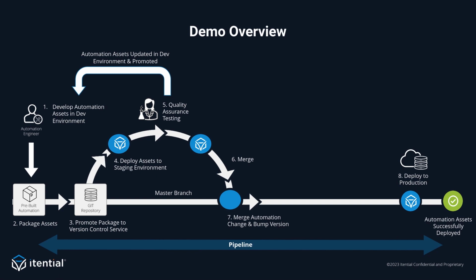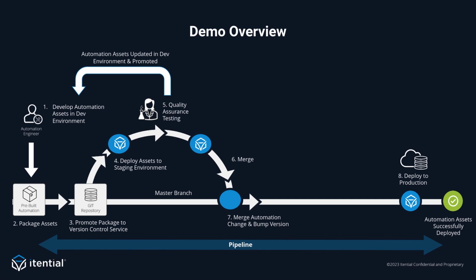Step three will be promoting that packaged network automation to a Git version control service, where it can automatically trigger a CI/CD pipeline to deploy those automation assets, and thus the network automation use case, to a staging environment of IAP for quality assurance testing and verification that that network automation meets the use case requirements, as well as complies with security and any other requirements for your organization and your team's network automations accordingly.